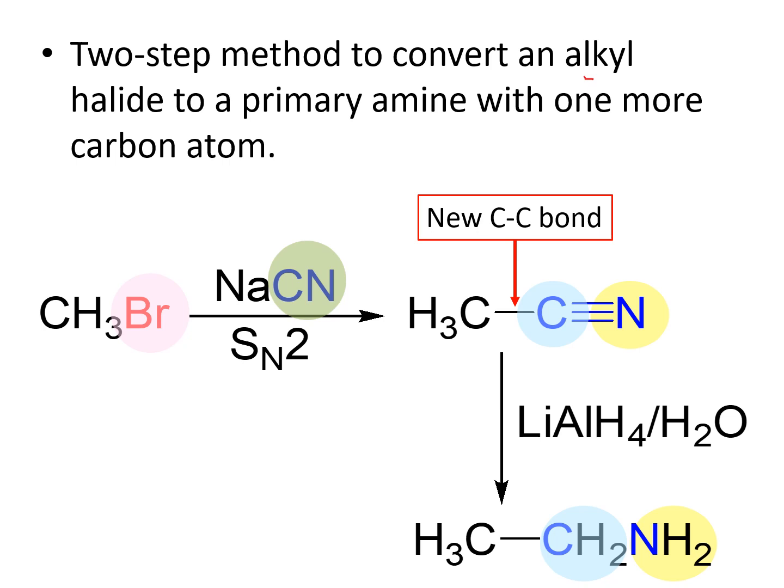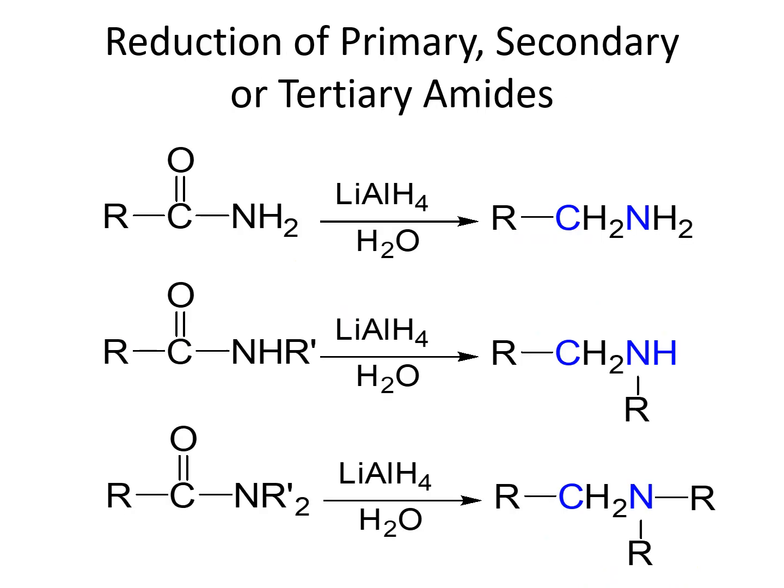So last but not least is reduction of primary, secondary, and tertiary amides. If you have any amide and you reduce it using lithium aluminum hydride, a strong reducing agent, you can basically reduce the amide to amine by changing C double bond O to CH2. So basically we still keep the carbon number. If you start with ethanamide, you will end with ethanamine. So don't change the carbon number.